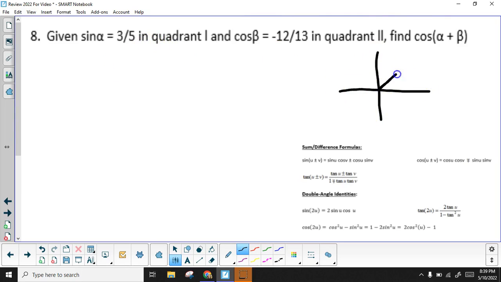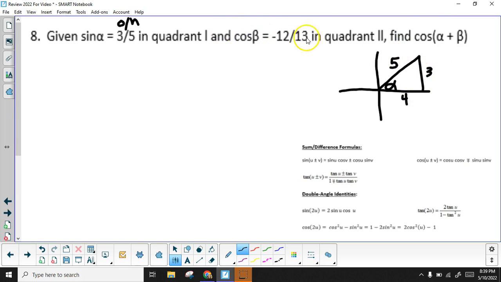Pictures don't have to be great. But in quadrant 1, we have alpha here, and if the sine is 3/5, sine is opposite over hypotenuse. So that means our opposite side is 3, the hypotenuse is 5. When we do the Pythagorean theorem, we get that our missing value is 4.